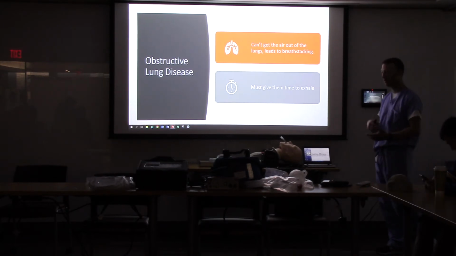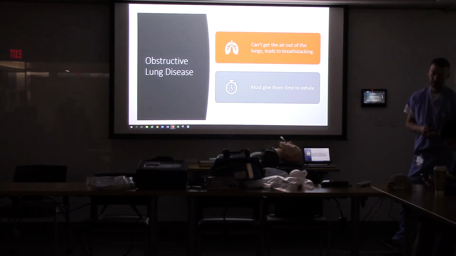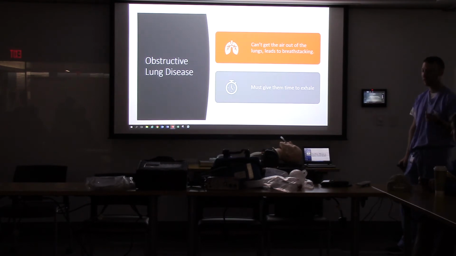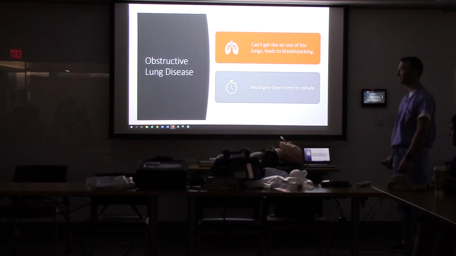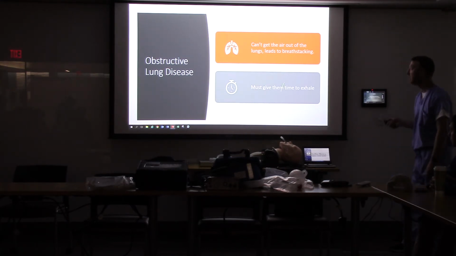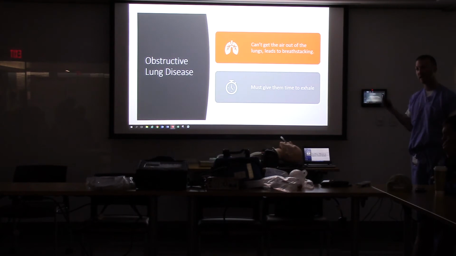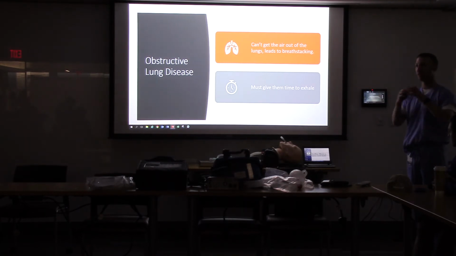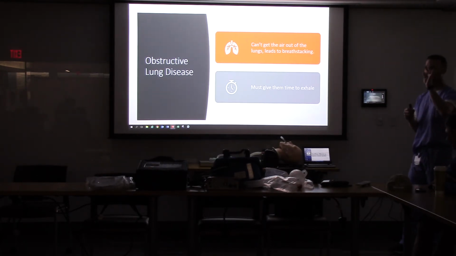Obstructive lung disease: status asthmaticus, COPD exacerbation, and anaphylaxis are the three conditions you generally think of with obstructive lung disease. These people can usually get air in but they can't get air out. It's kind of a one-way valve. You stretch the bronchioles and bronchi open, the air goes in, and then it slams shut, and that bronchospasm prevents the air from getting out.